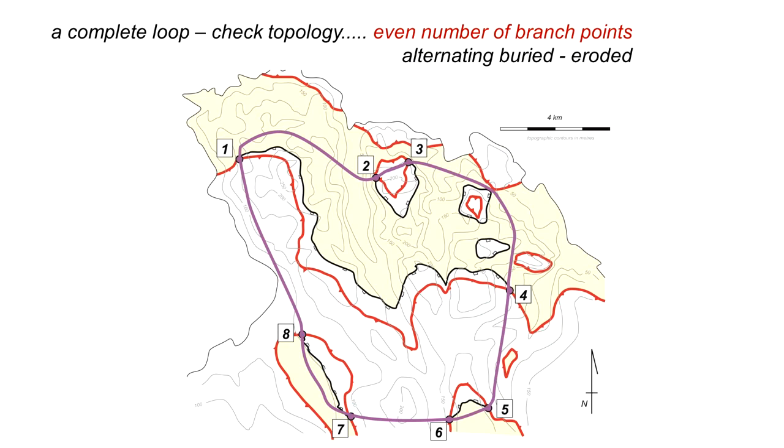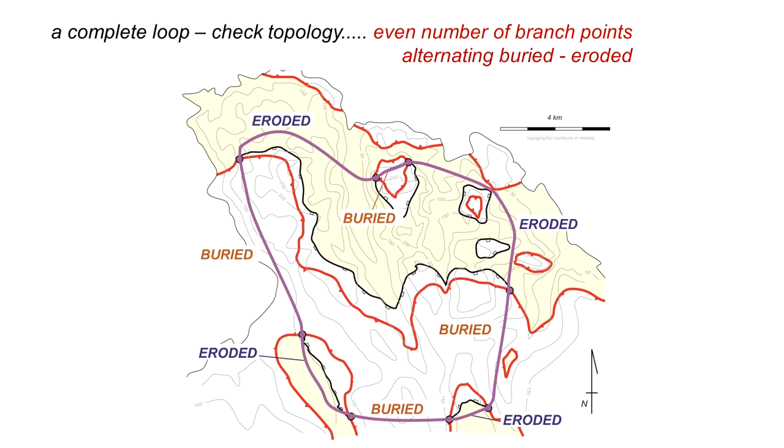Now let's check that everything's alternating, buried to eroded as we move around the map. Put our behaviors back on again. And yes, it does. That each segment alternates with the next, eroded, buried, eroded, buried, eroded, buried, eroded, buried, as we go around the map. So the topology works. Finally, have we incorporated all pieces of the thrust slice that lies between the two thrusts?